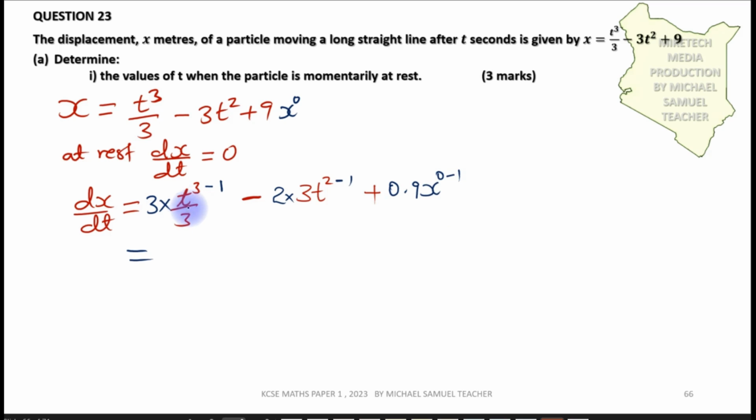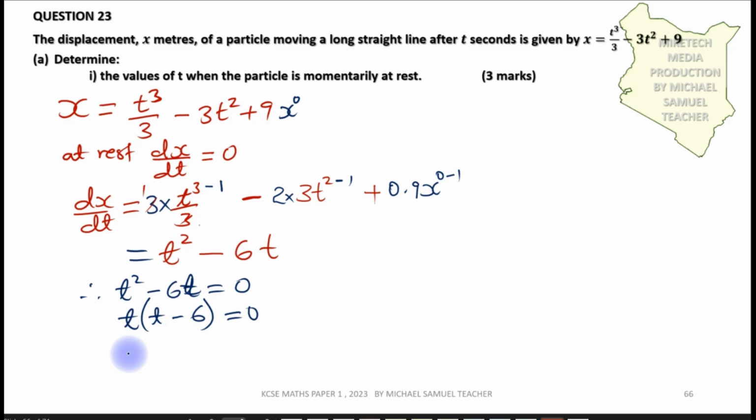Therefore, the 3s will cancel, so we have t raised to 2. Then the other one will be minus, so 2 times 3 is 6, t raised to 1. The other one is 0. So that is the gradient function. And they are saying that at rest, the gradient function is equal to 0. Therefore, this will be equal to 0. So we can factor out t. So we have t times t minus 6 equal to 0. Either t is equal to 0 or 6.